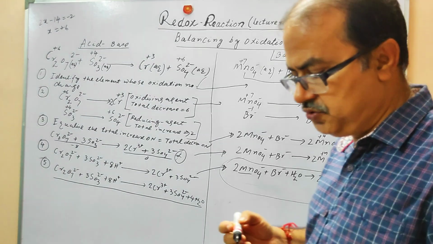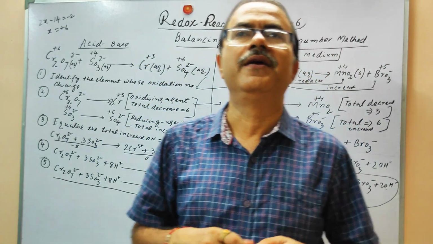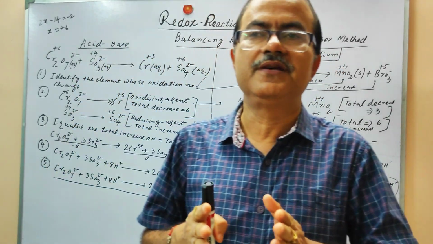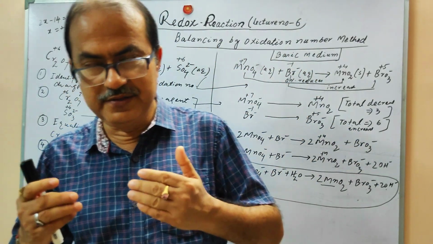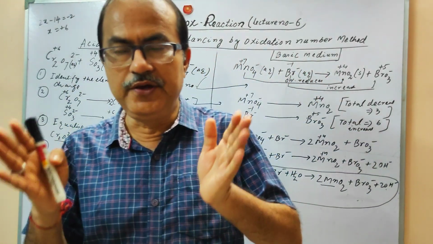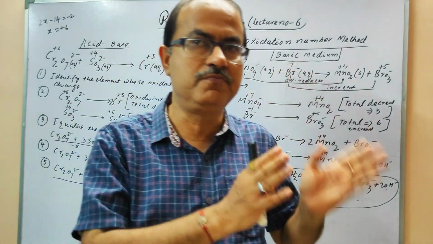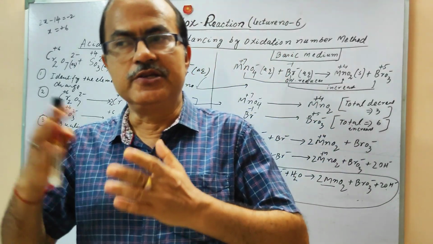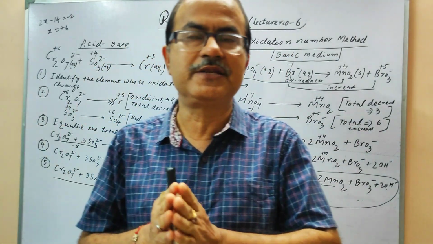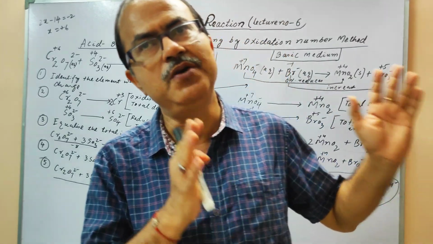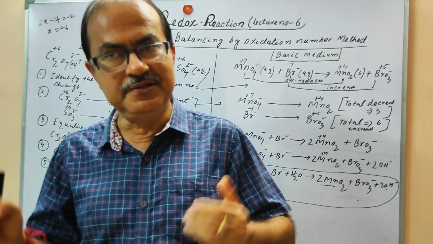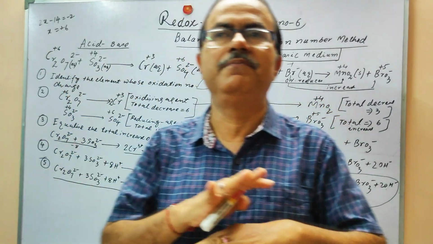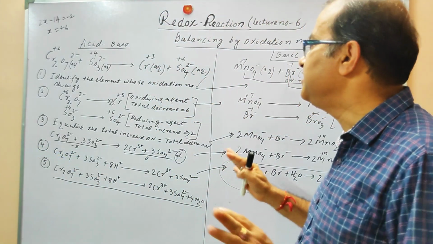So in this way we are able to balance the reaction by the oxidation number method. What are the steps? There is no difference in the steps whether we have an acid medium or a basic medium. The only difference is when we balance the charge. In the case of acid medium, we balance the charge by H plus ions. In the basic medium, we balance the charge by OH minus ions. Besides this, all other things are the same.